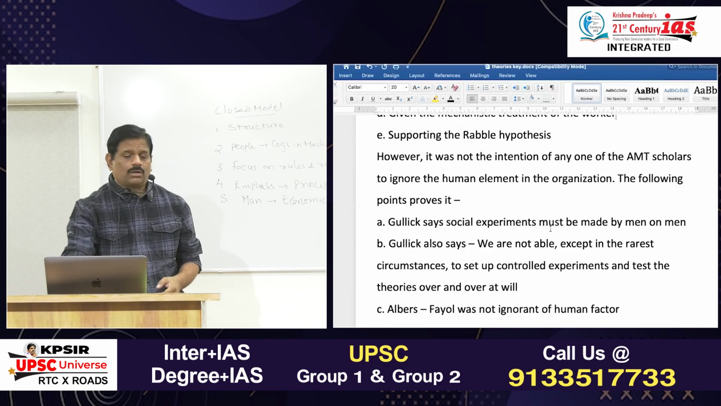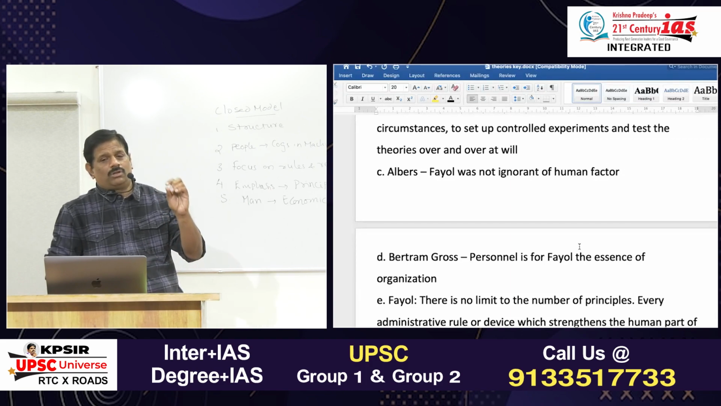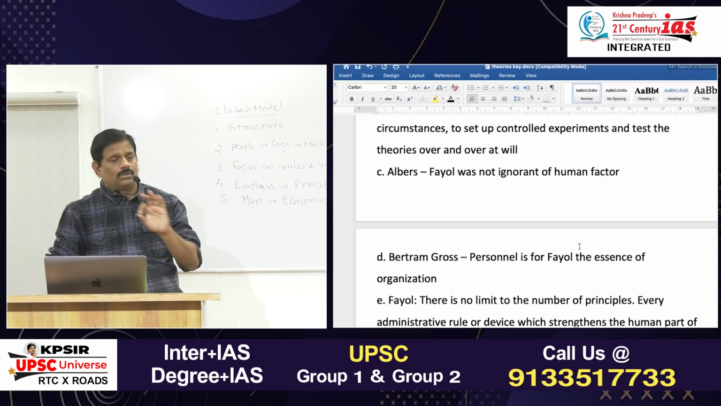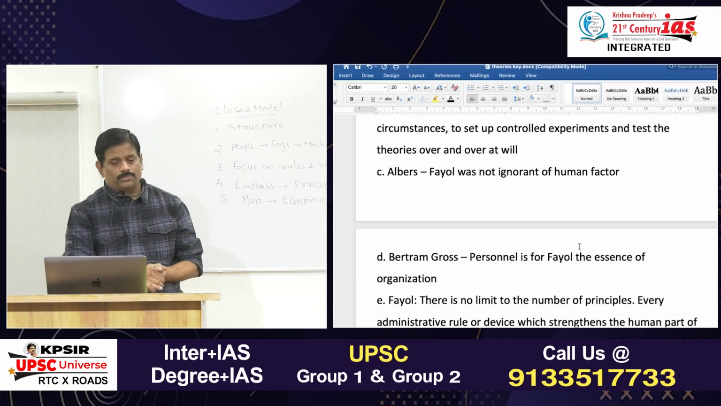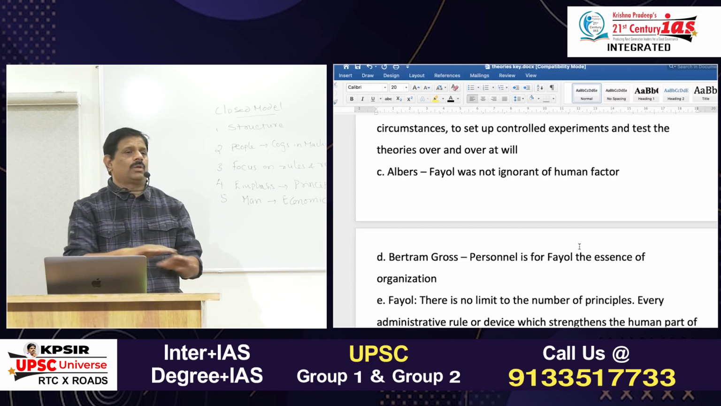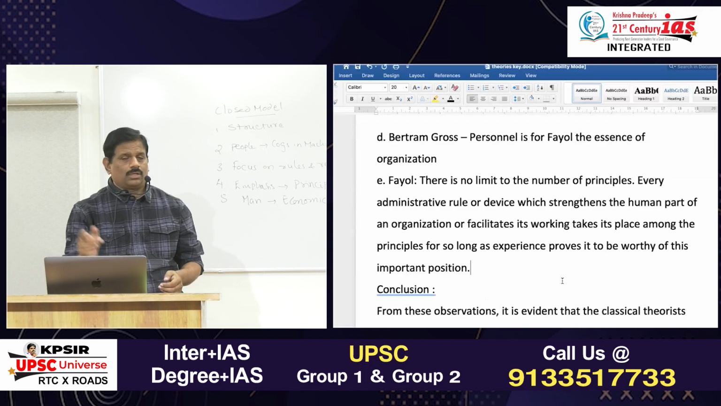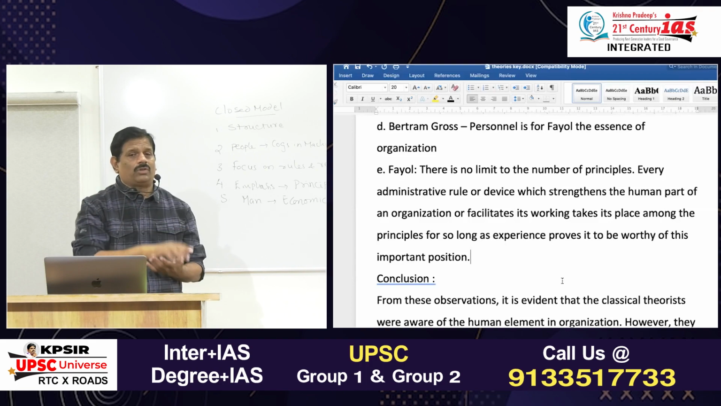Similarly, according to various scholars, Fayol was not oblivious or ignorant about the human factor. Henry Fayol, a French engineer and one of the chief contributors to the classical theory, was not ignorant of the human factor. For Henry Fayol, employees are the essence of the organization. Without the employees, there is no question of sustaining the organization. Apart from those dimensions, organizational principles will make the employees fit into the requirements of the organization.